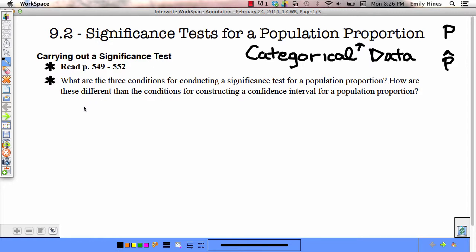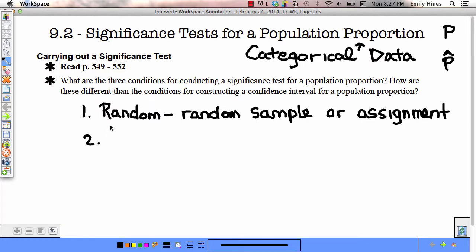The first thing we need to talk about are the conditions. If we're actually going to do a significance test for a population proportion, what are the conditions? The first one is random. As always, it must be a random sample, or if it's an experiment, random assignment. And number two is normal.